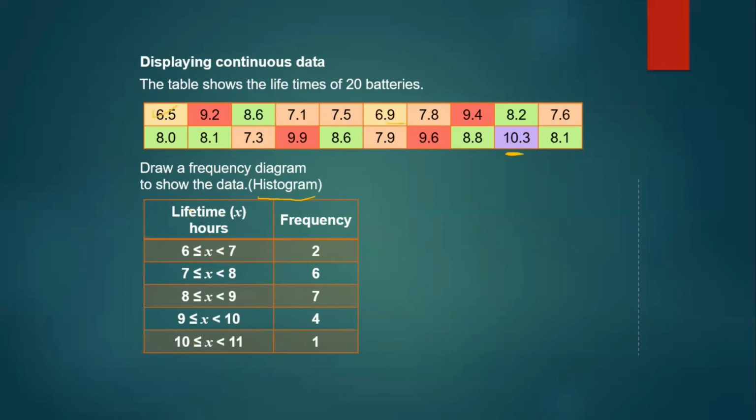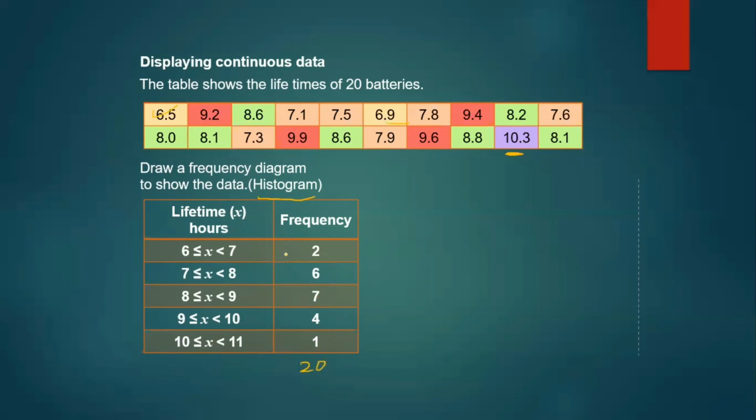The next is 7 to 8. There are 6 such batteries. For 8 to 9, there are 7 batteries. From 9 to 10, there are 4 batteries. And from 10 to 11, there is 1 battery. So when we add, 2 plus 6, 8, 8 plus 7, 15, 15 plus 4, 19, 19 plus 1, 20. There are 20 batteries.